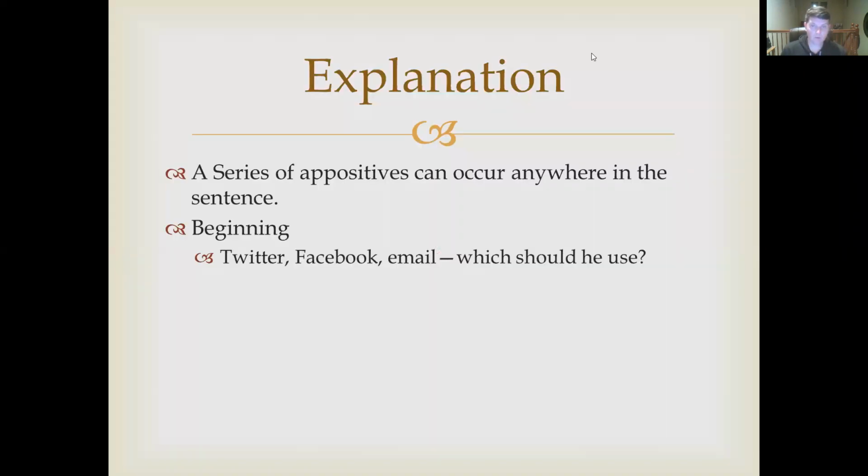So a quick review: an appositive, right, is something that names another noun in the sentence. You can always go back to the other lecture to take a look at that. But remember, a series of appositives can occur anywhere in the sentence. In sentence pattern 6, we looked at those at the beginning of the sentence. So here's an example.